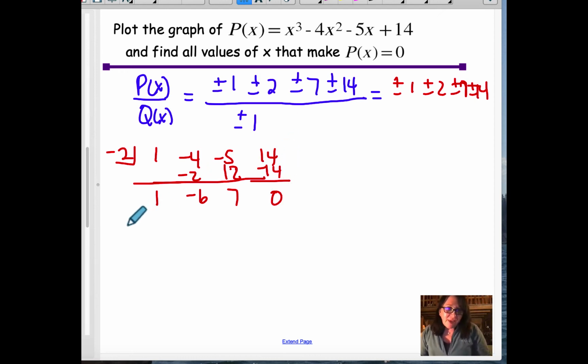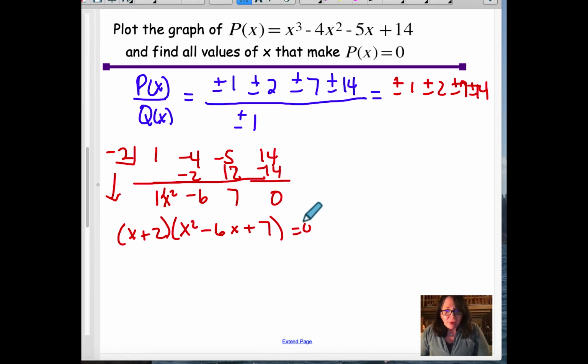Which means that x plus 2, which is right here, times these are my coefficients for my solution for my division. Synthetic division is where you have to take out the variables, but don't forget to show your solution in factored form. You have to put them back in. So if it was an x cubed and I divided by an x, now this value is going to be x squared. So I have 1x squared minus 6x and then plus 7 equal to 0.